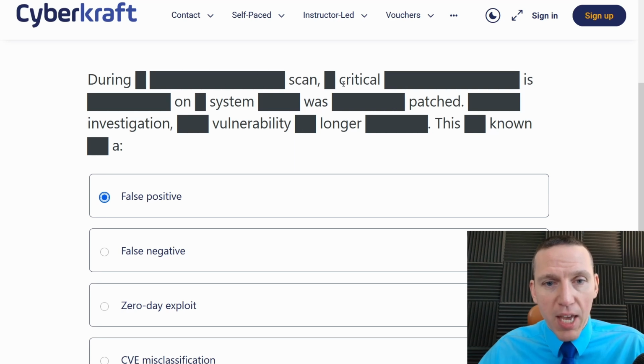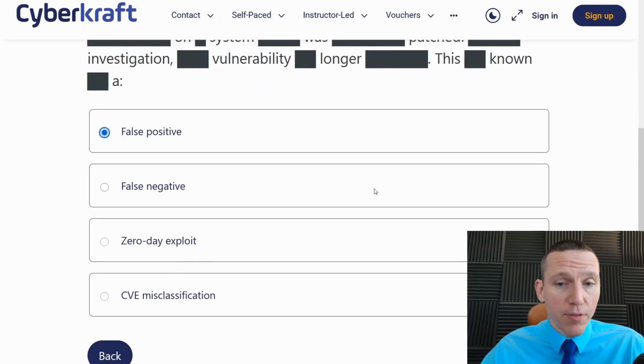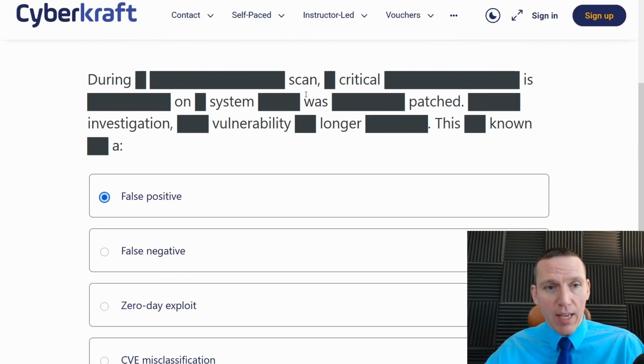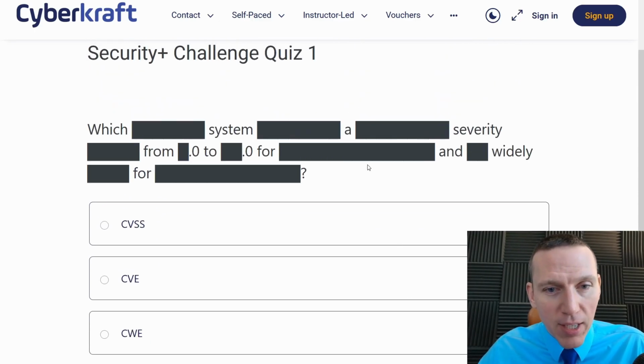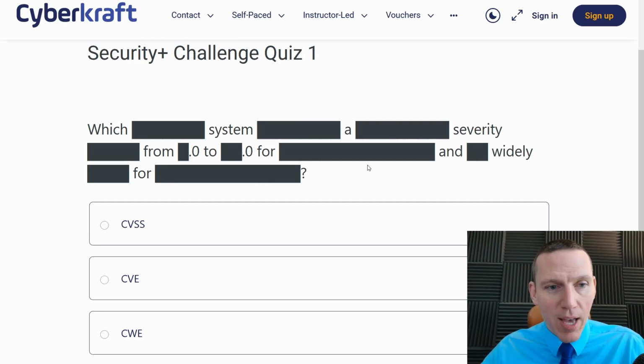During a vulnerability scan, a critical vulnerability is discovered on a system that was recently patched. During investigation, this vulnerability no longer exists. This is known as a false positive. I'd say false positive. That makes more sense here to me. And if I put those words in, that kind of makes sense. So I'm kind of filling in the blanks with the words here. It's kind of interesting to see how my brain works to figure this out.